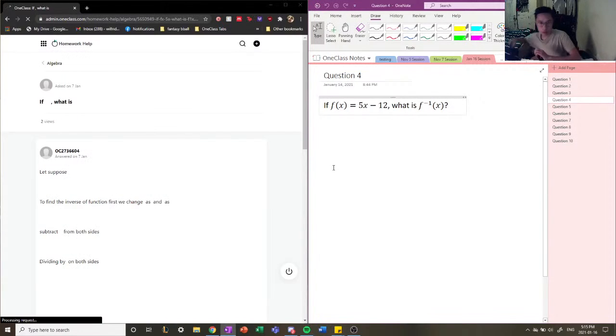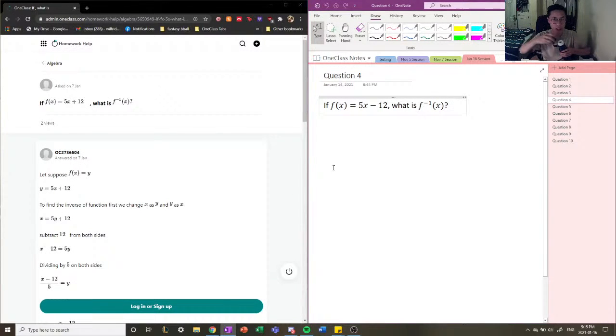Question number 4. So question number 4 reads, if the function f of x is equal to 5x minus 12, what is the inverse of f of x? Okay, so like I described previously, the function f of x basically connects the domain of a function to its range.